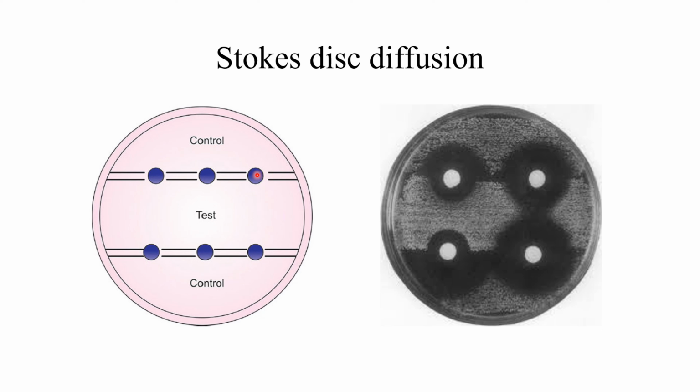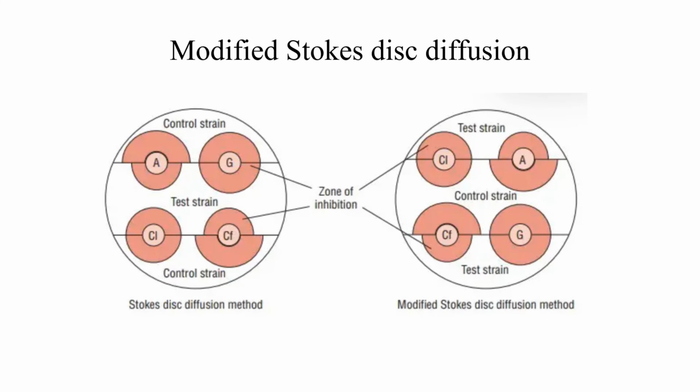That means after incubation, we will get the result like this. After incubation, we will compare the zone diameter of control to the test. While comparing the zone diameter, you will get an idea about whether the organism is resistant or sensitive to a particular drug.